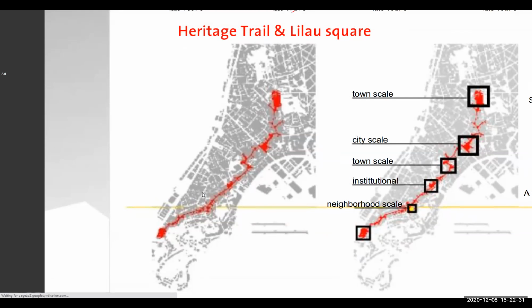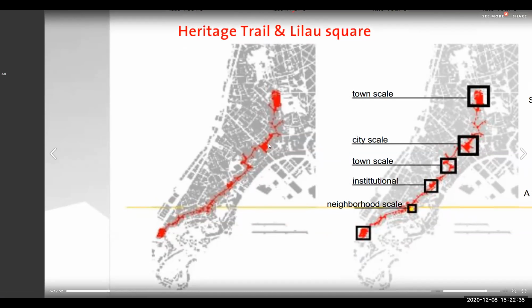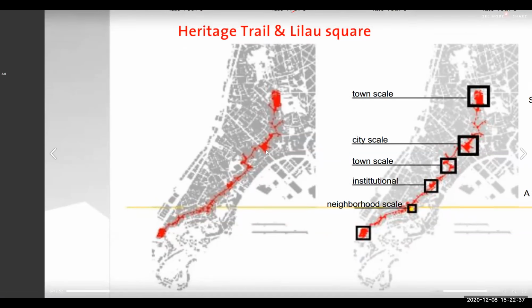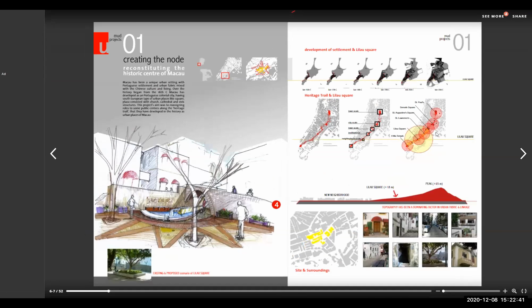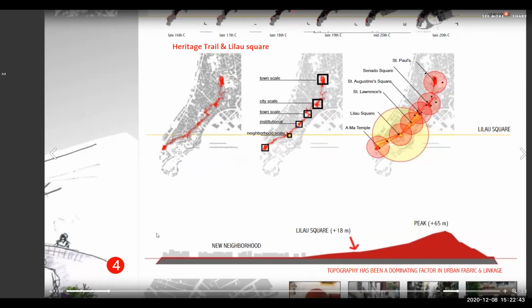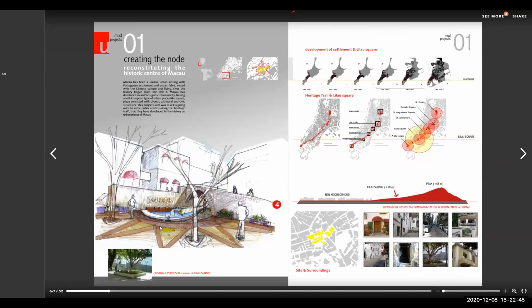Okay, so in terms of diagrams, it's not the only one. I'm just telling you that there are many different ways possible. And this one is about a square to redevelop, and then showing the bigger context, because in Macau they have a trail, right? There are certain sites and how they are interrelated, and also a little bit of historic development.